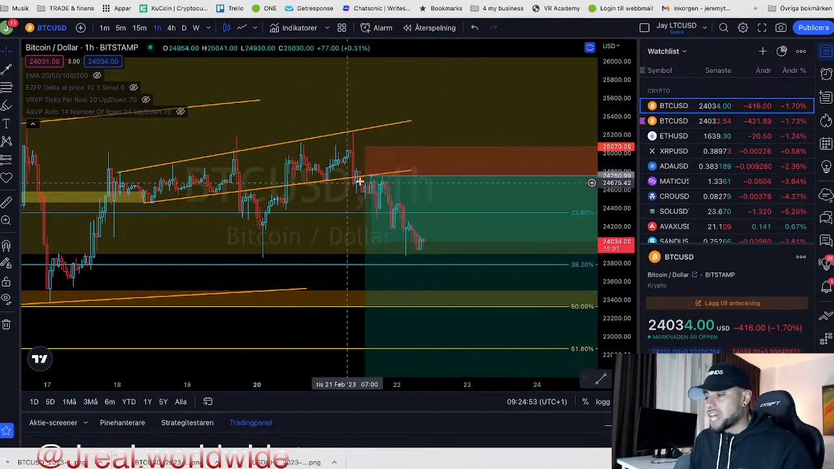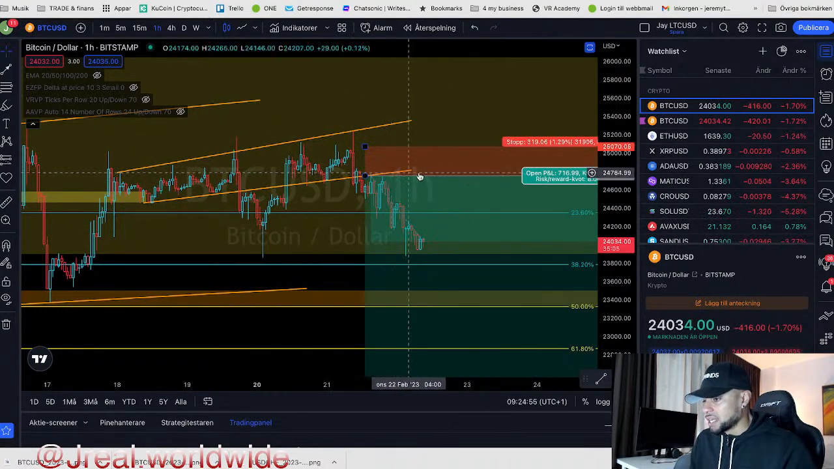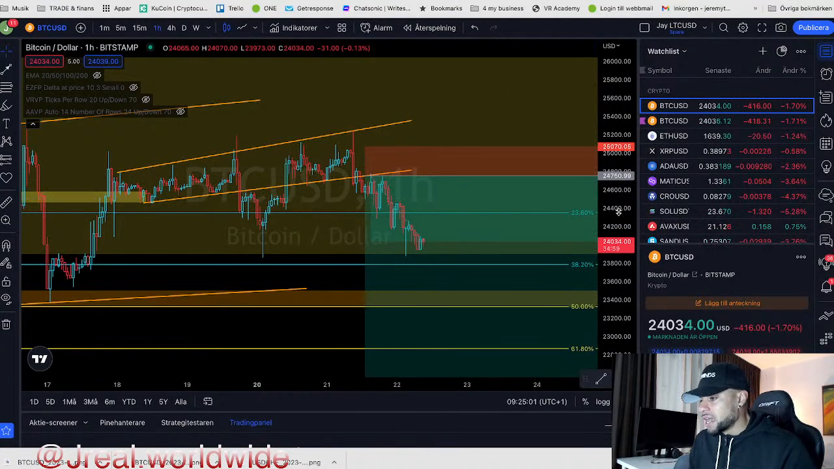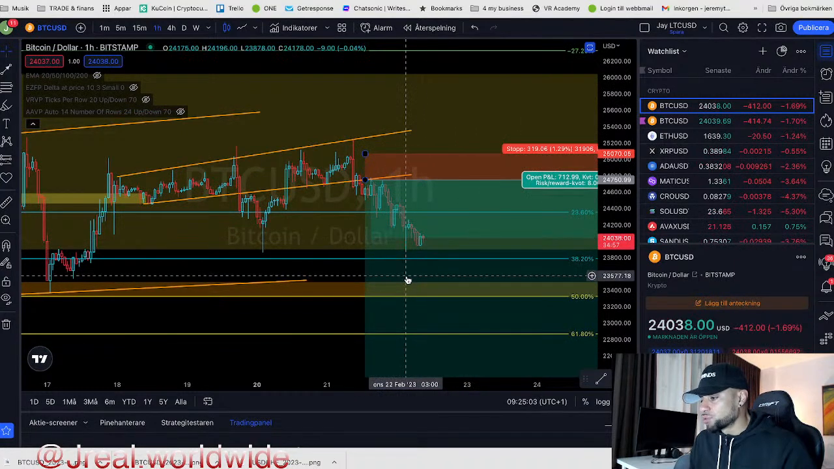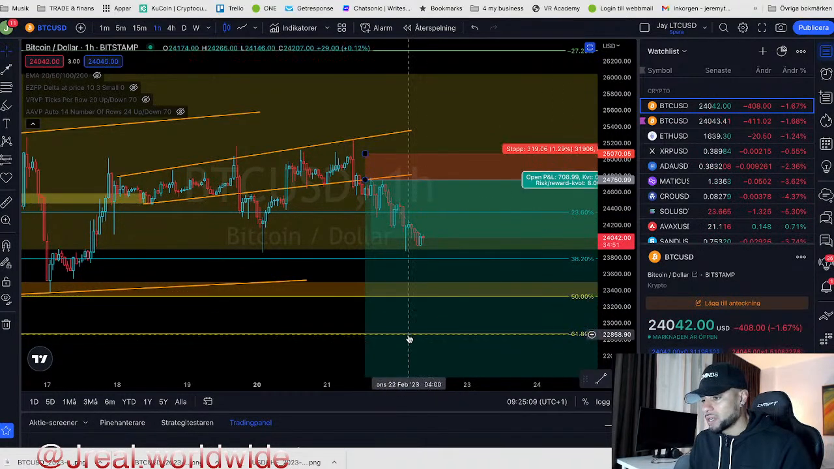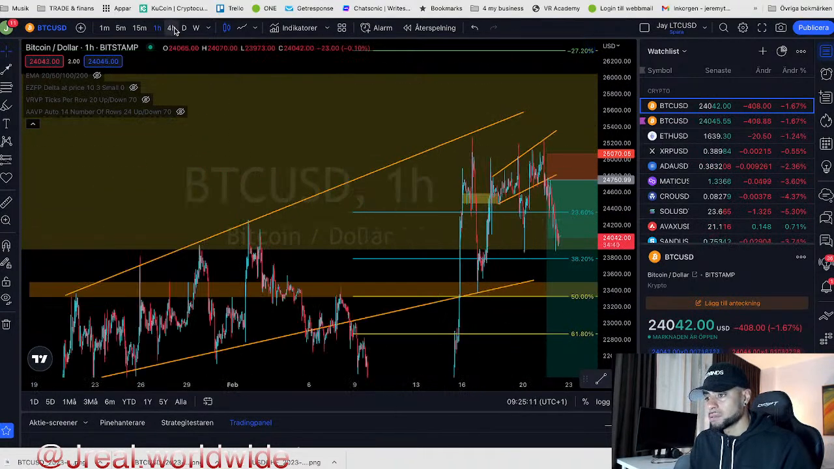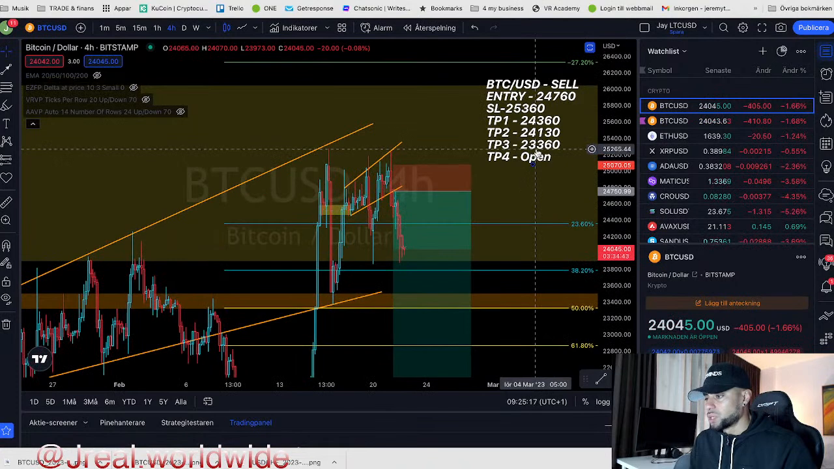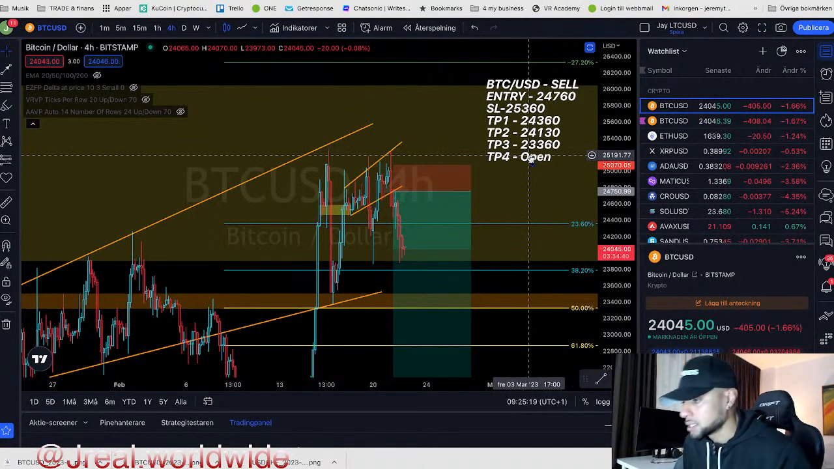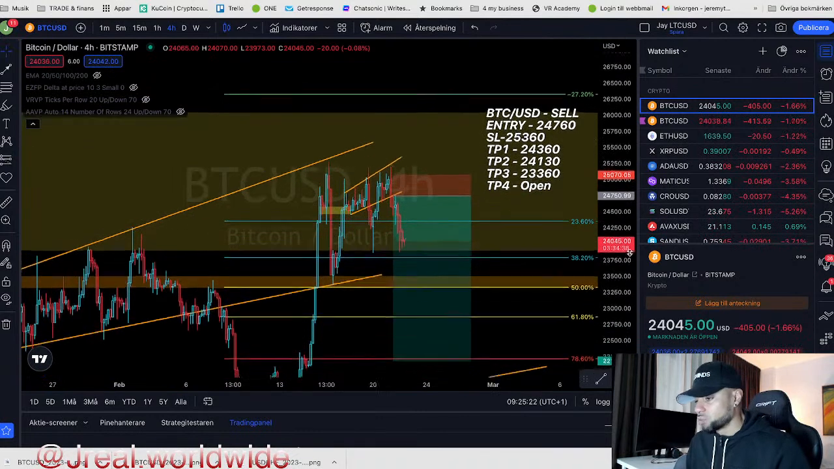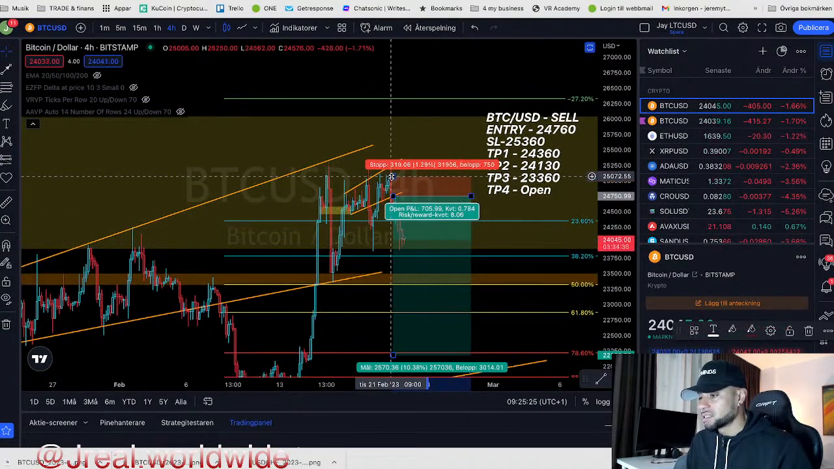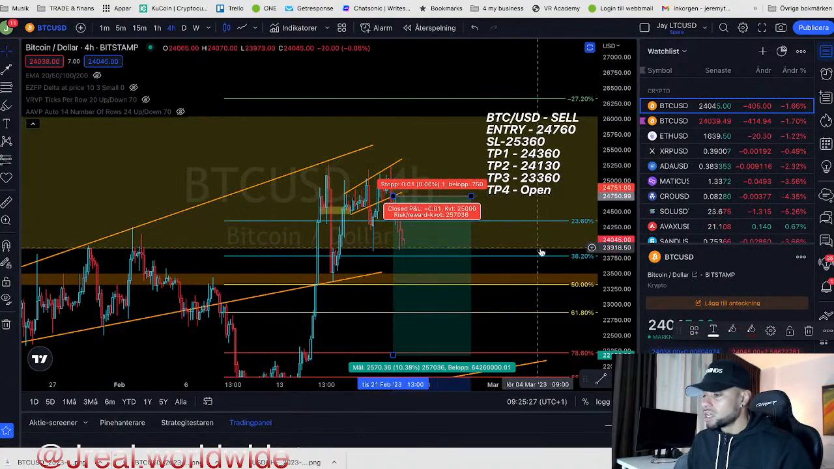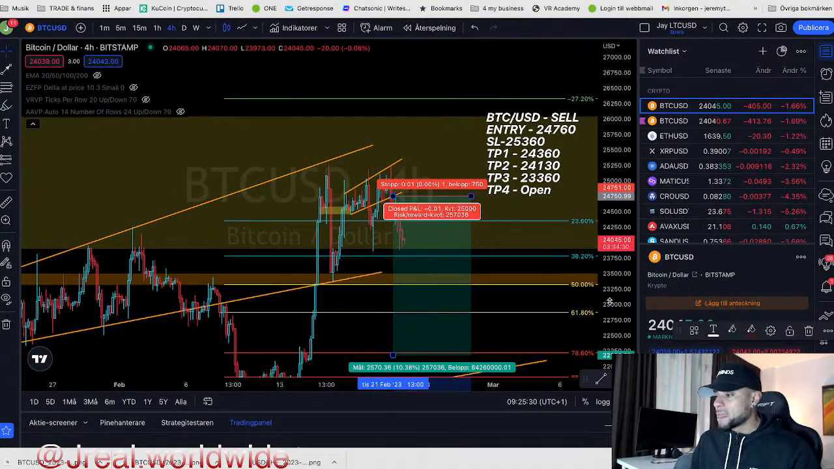So this happened and we went into a sell. The sell went perfectly in our direction, barely in the drawdown, and we're already at TP2. TP3 is at 23,300, if I remember correctly. I think we had it here. Let me see. Yeah, 23,360 US dollars is TP3. So we are at TP2 now. The stop loss is at break even. So this is a safe trade in profit. Congratulations to everybody that took it.